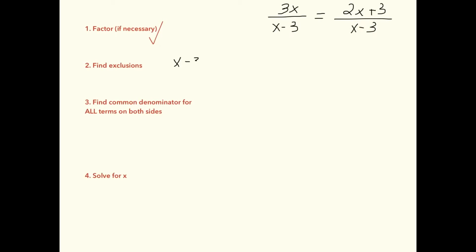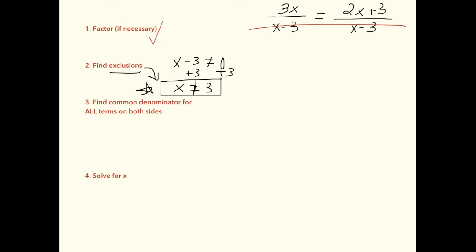So x minus 3 cannot equal 0. We don't want a 0 on the bottom of a denominator. So we solve for x. So x cannot be positive 3. Okay, so that's an exclusion. Now we go back and we're solving for x. Find the common denominator for all terms on both sides. Again, lucky us, they're already the same, so we don't even have to worry about that part. Once they're the same, you get to cross them out. So now we just work with the top, the numerators.